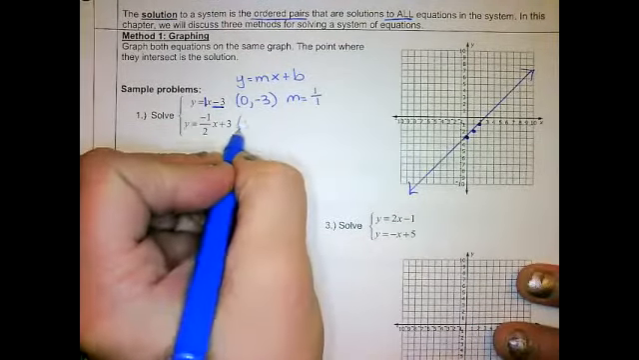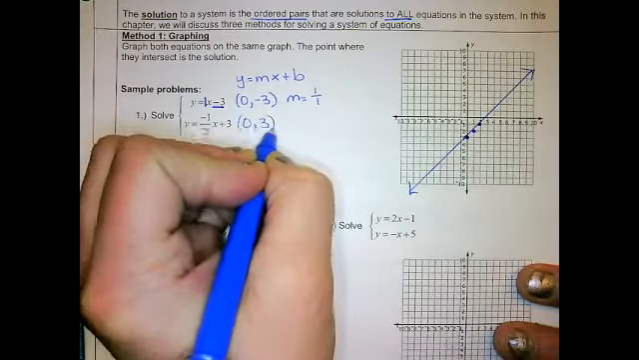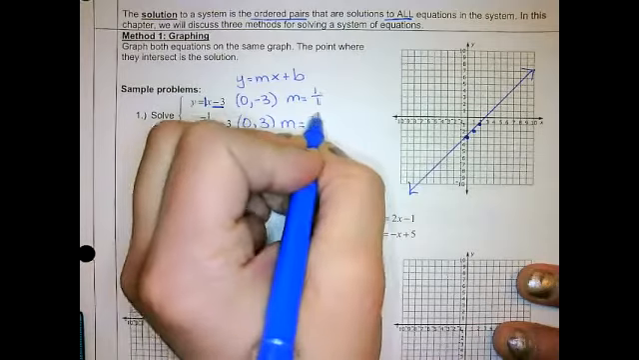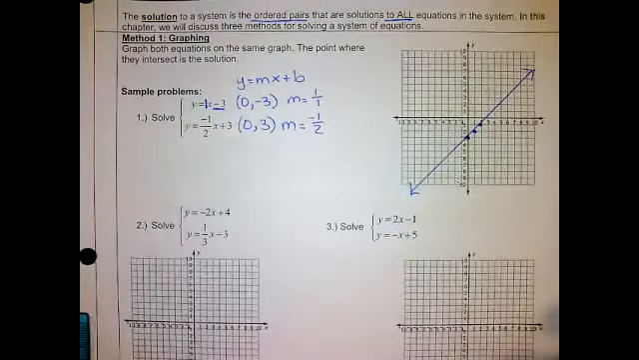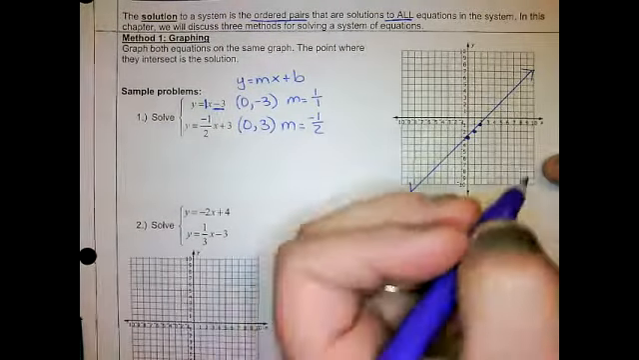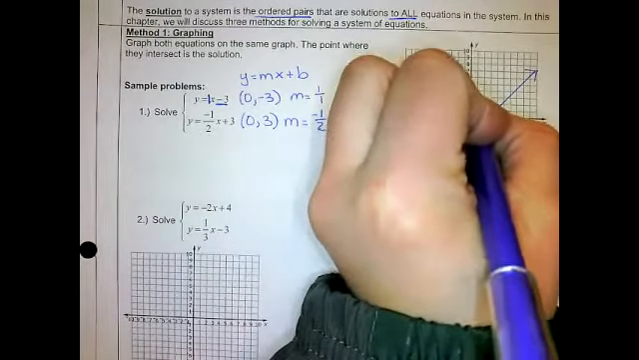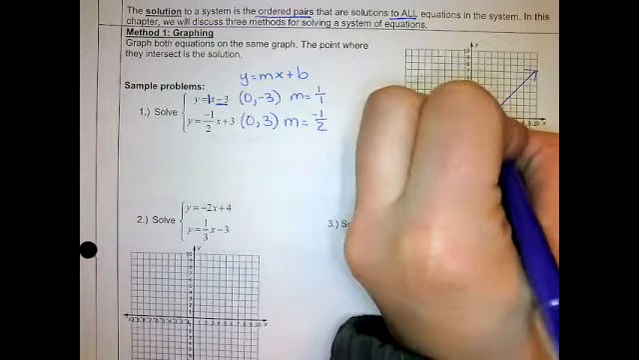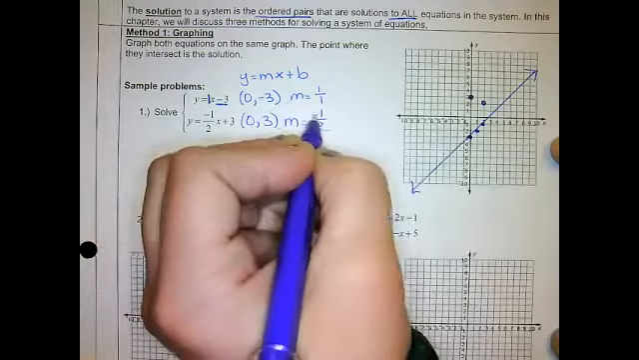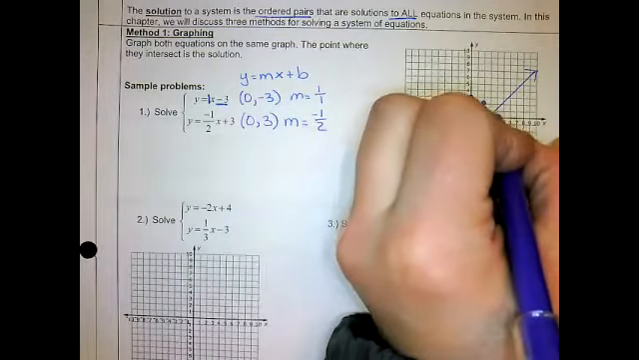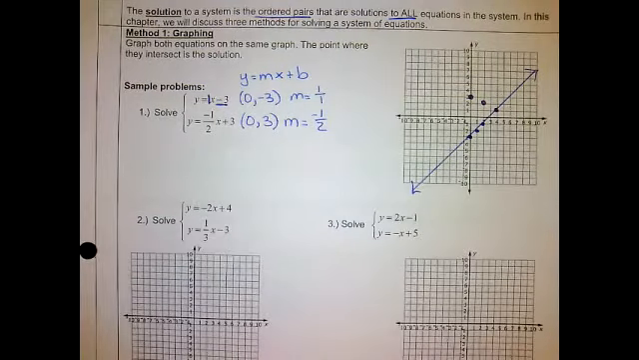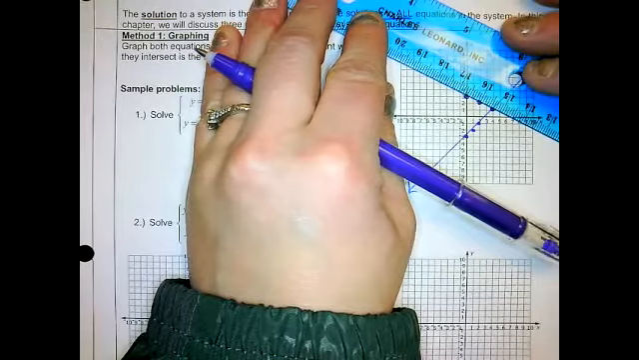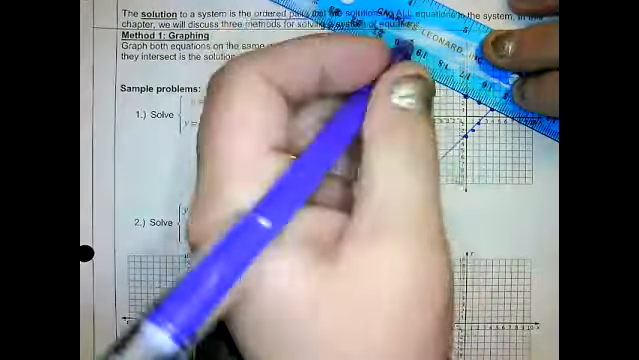So for our second equation, our y-intercept is (0, 3), and our slope, our number with our x, is -1/2. I'm going to go ahead and graph that one in a different color. So it's (0, 3), and from there I'm going to go down 1 and right 2, down 1 and right 2. And I'm going to go ahead and connect those points.